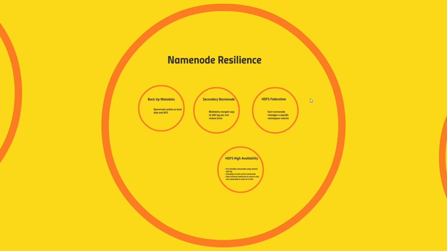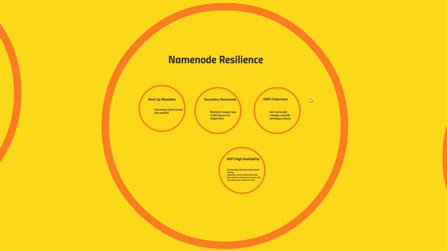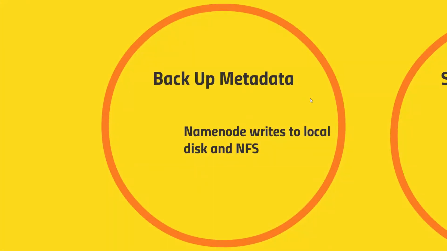So there's many ways of dealing with this problem. The simplest way to do it is to back up your metadata constantly. One configuration you might have is your name node writing out its edit logs both to its local disk and also to some NFS mount that's talking to some backup data storage, maybe even on a different rack or even a different data center. That way, if your name node dies, you can at least restore the edit log from that NFS backup.